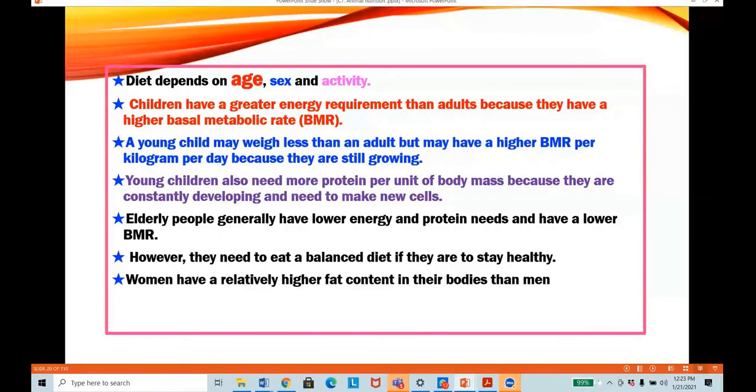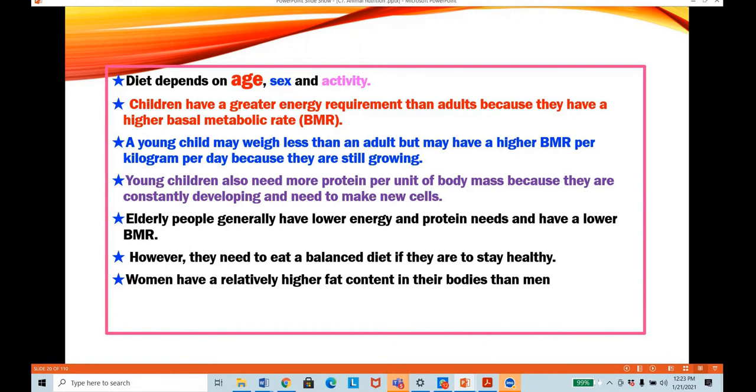And we also discussed the diet, how it depends on age, sex, and activity. We discussed that men, because of their body mass, need more energy. So the energy requirement is more. And also the energy requirement or the diet depends on the activity you do. And elderly people don't need a lot of energy and protein because they are at a stage where the activity has lowered.